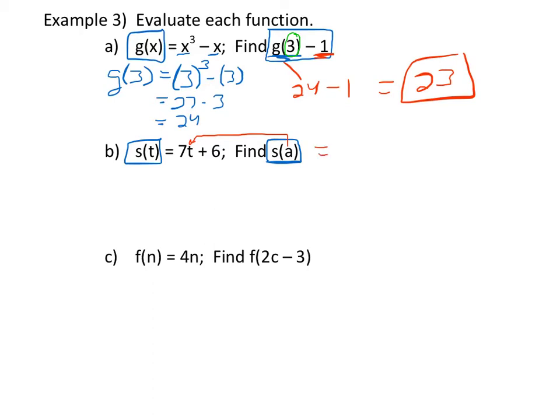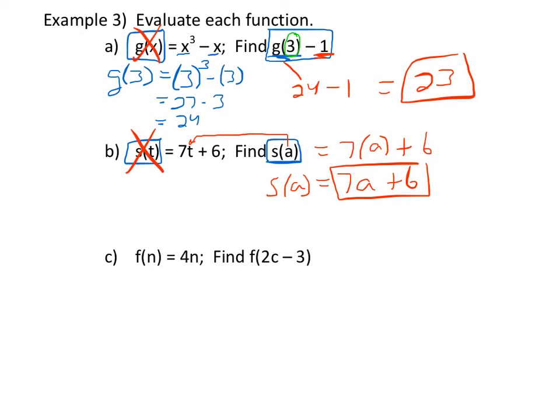Well, that would look like this. 7, and instead of t, you'd put an a. You're substituting it in its place. Plus 6. Well, 7 times a is 7a plus 6. They're not like terms. So s of a basically just took out the t and put in the a. And that's the answer. So again, remember, we are ignoring the left side of our equation.